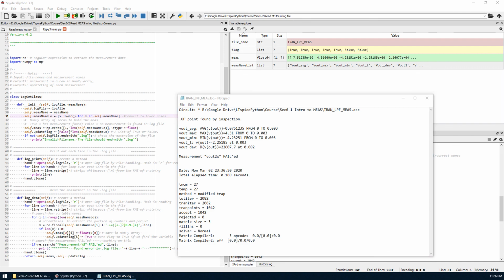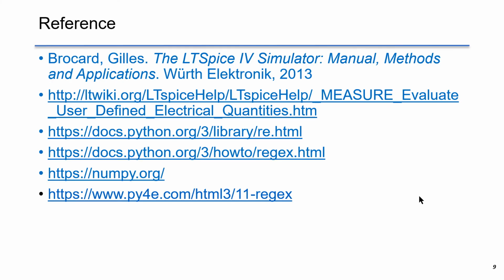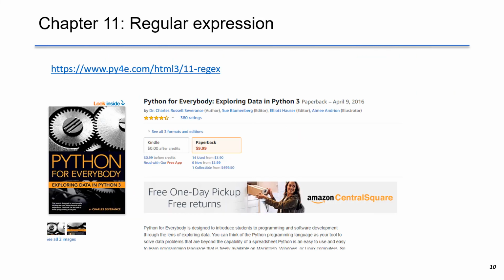That's all for this code overview. This is the reference I used for this presentation. I used Chapter 11, Regular Expressions, from the book called Python for Everybody. I found it pretty helpful. You can find the same content by using the link here.